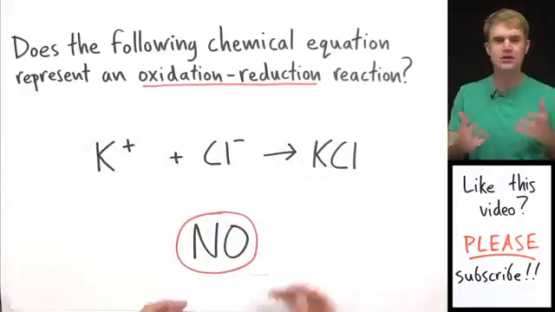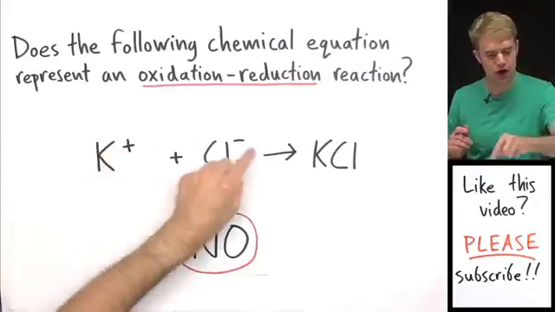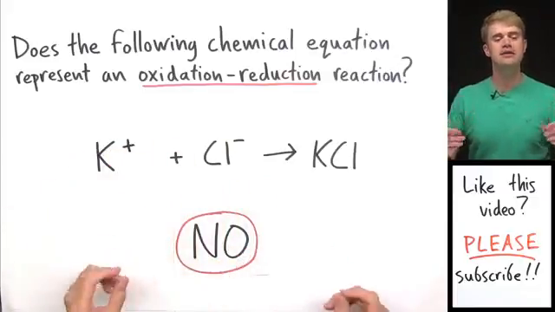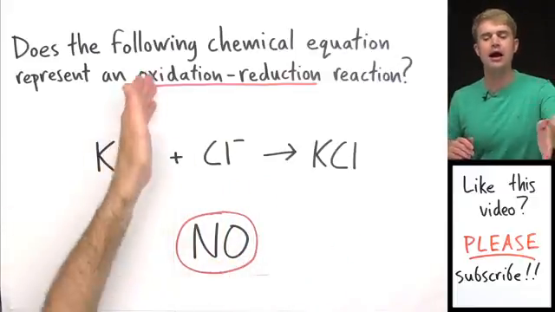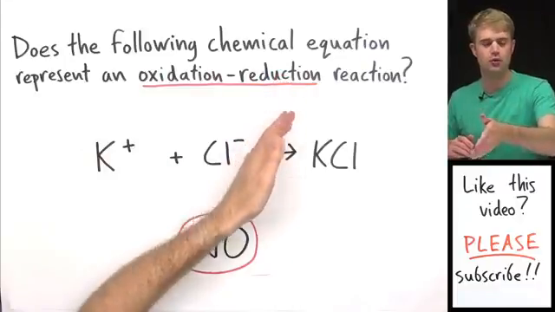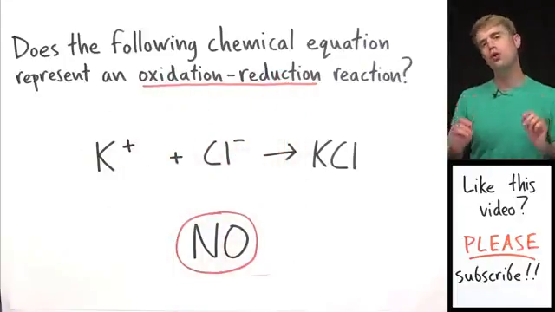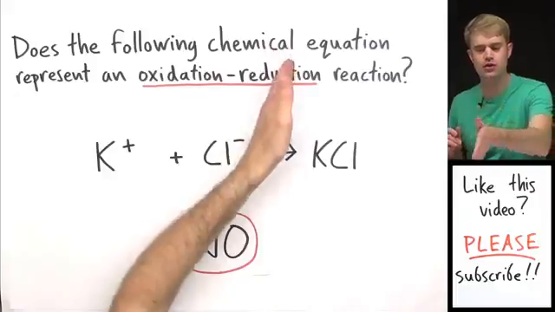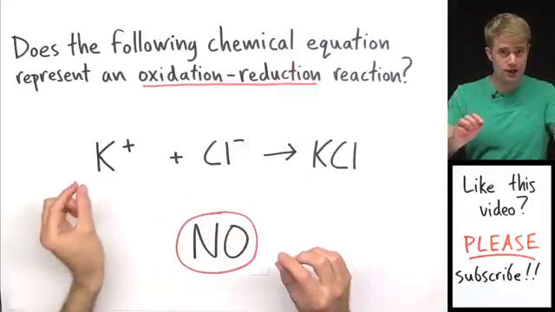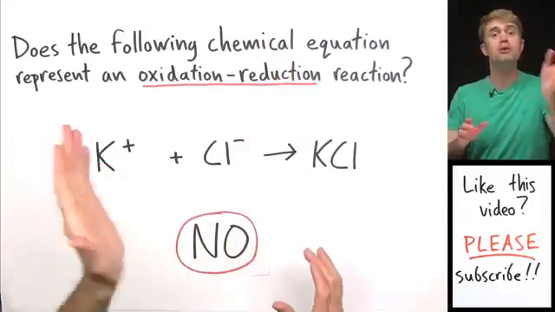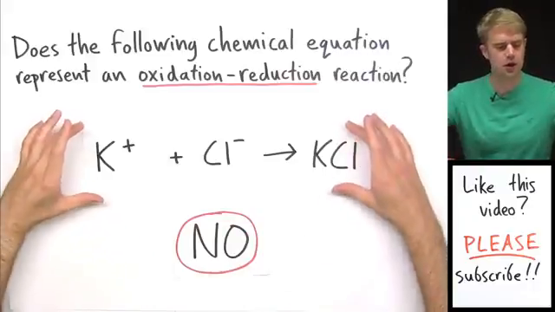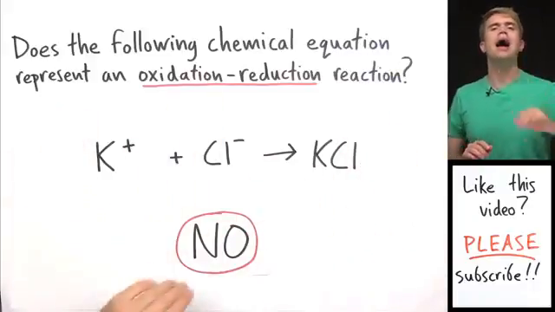But just because an equation or a reaction has charges and ions doesn't mean that it has to be an oxidation-reduction reaction. Remember what these two words mean. In order for something to be an oxidation-reduction reaction, we have to see electrons transferred between atoms. That's not going on here, and let me show you how I know that.